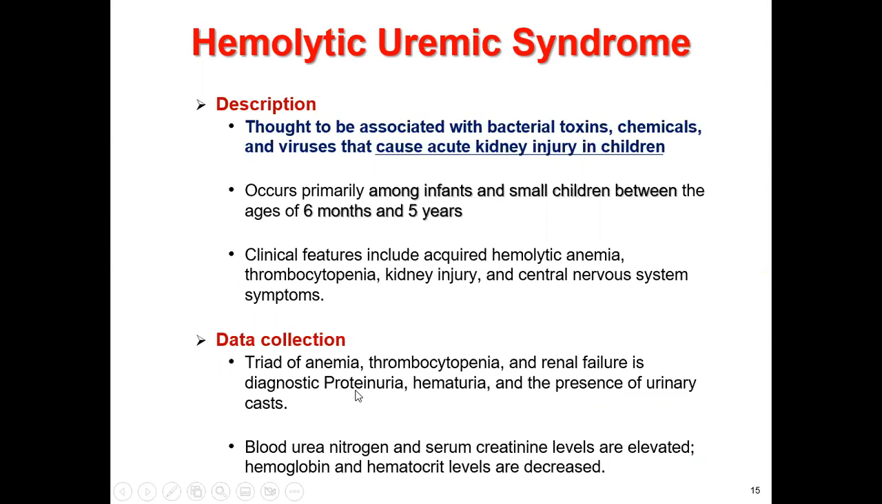Diagnosis: proteinuria, protein present in urine, hematuria, blood present in urine, and presence of urinary casts. Usually these should be absent, but if casts, blood, or protein are present in urine, there is some pathology. Blood urea nitrogen and serum creatinine levels are elevated. Hemoglobin and hematocrit levels are decreased.